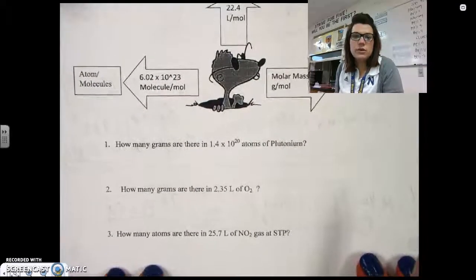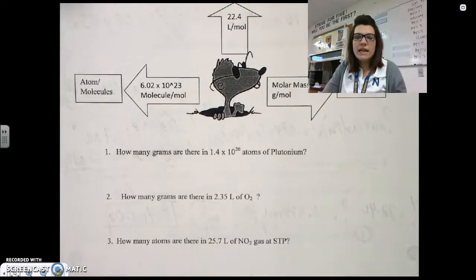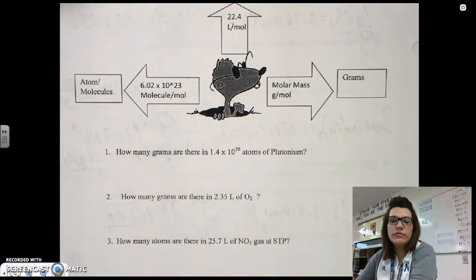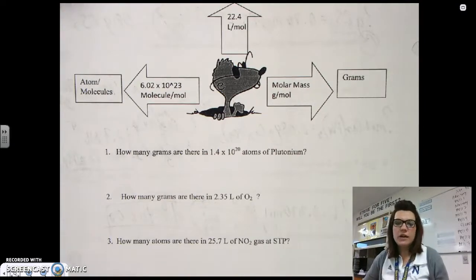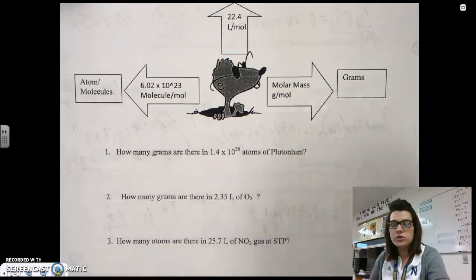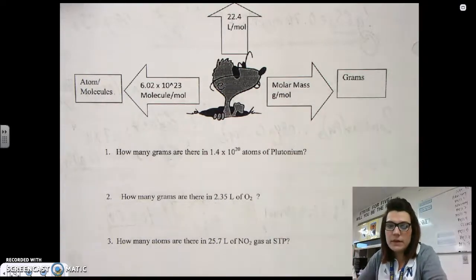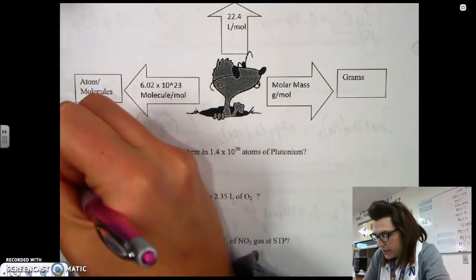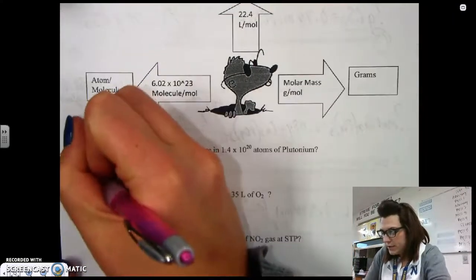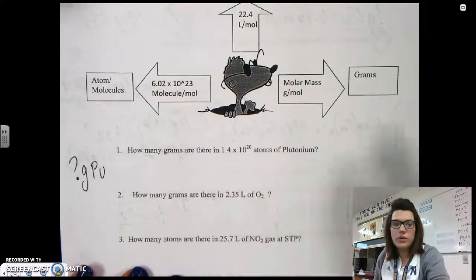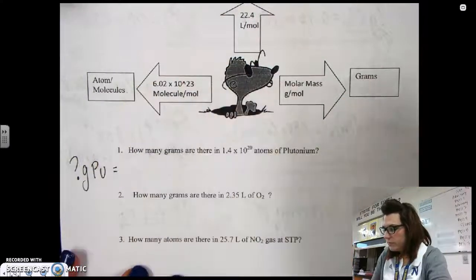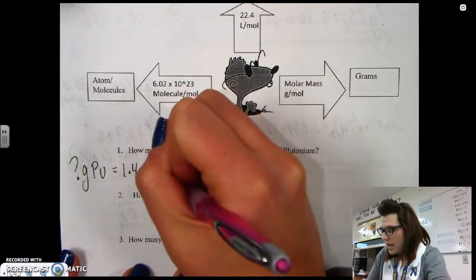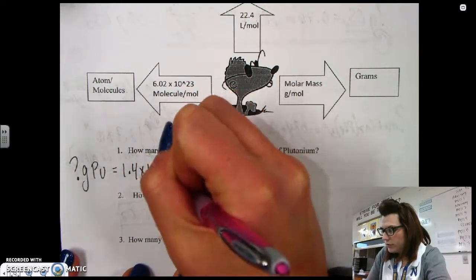Okay, so the first question states, how many grams are there in 1.4 times 10 to the 20 atoms of plutonium? Okay, so I just set this up exactly like I've set it up in the past, where I'm going to say, question mark, what am I looking for? So the question mark is grams, specifically of plutonium. And the problem gives me 1.4 times 10 to the 20th atoms of plutonium.